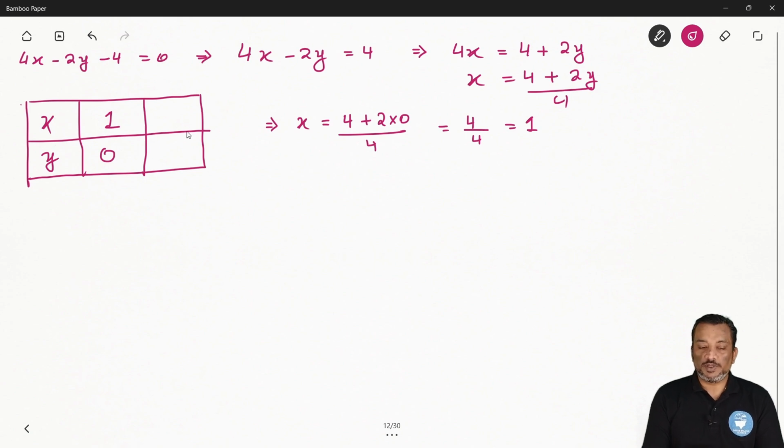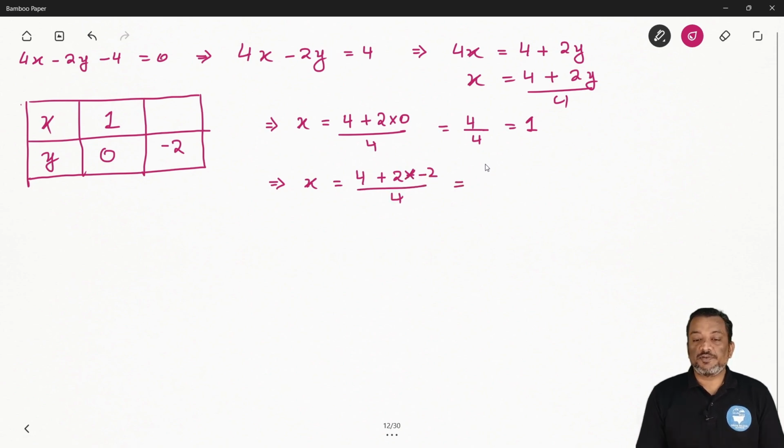Now, next one, if you take x is equal to minus 2. So here we will get 4 plus 2 times minus 2, over 4. So you will get 4 minus 4 over 4. You will get what? 0. So here you can write 0.